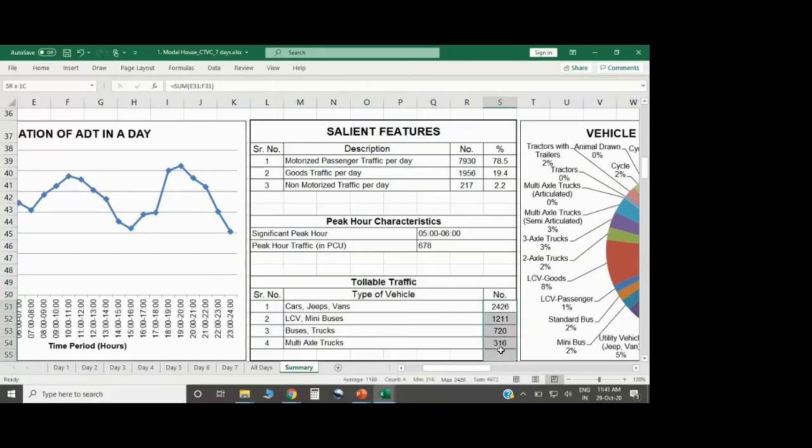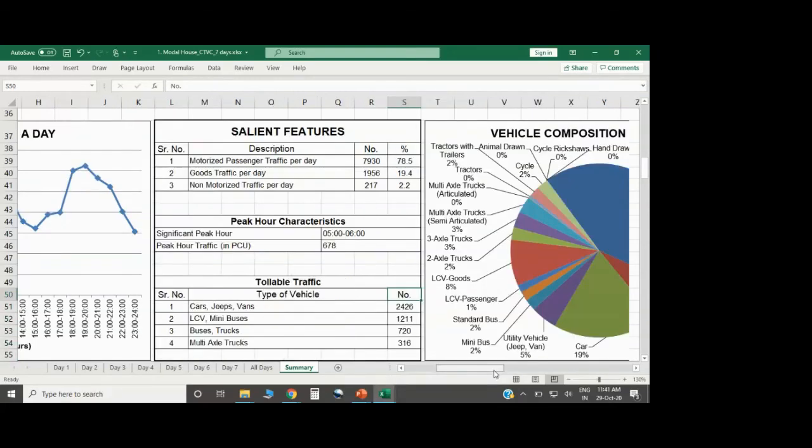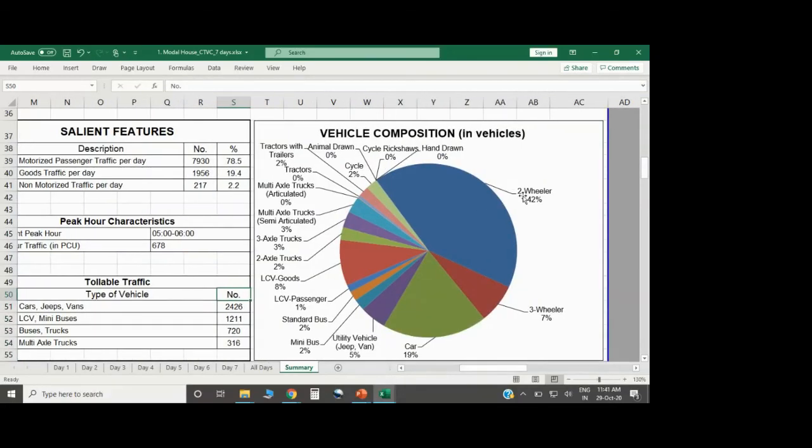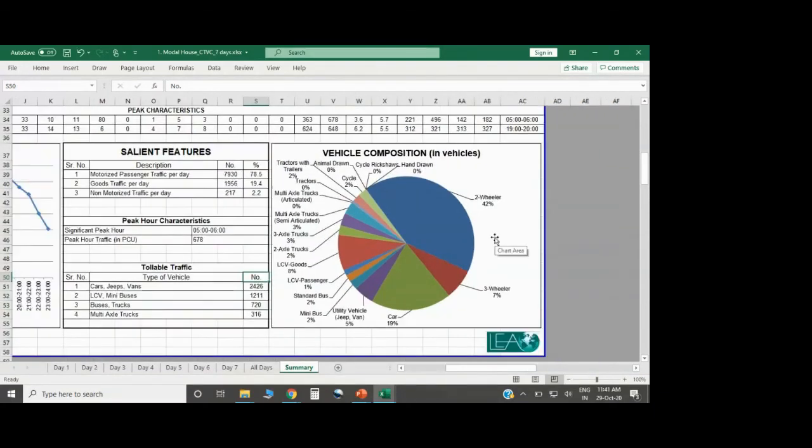So this was the count, almost 4,500 and above vehicles were tollable ones. And this is the vehicle composition: 42% two-wheelers, three-wheelers were 7%, and all this classification is there. So this is how you do this traffic volume count.